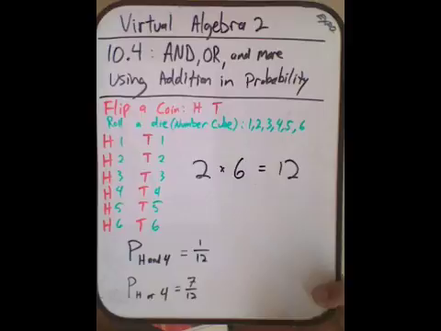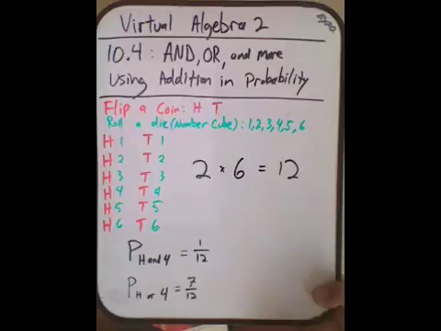So this is a pretty simple situation, and I've listed here all 12 possibilities. You can get a head on the coin and then a 1 on the die, or a tail on the coin and then a 1 on the die, a head and a 2, a tail and a 2, a head and a 3, a tail and a 3, etc. And there's 12 possibilities.